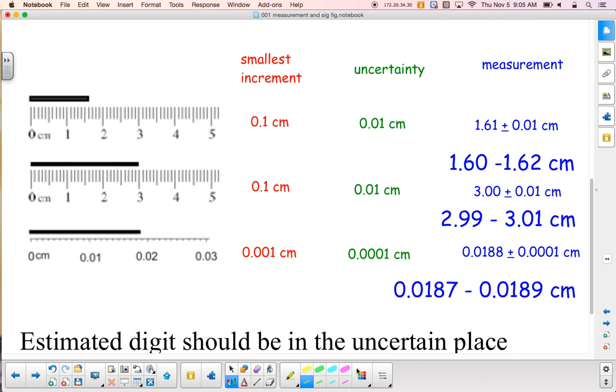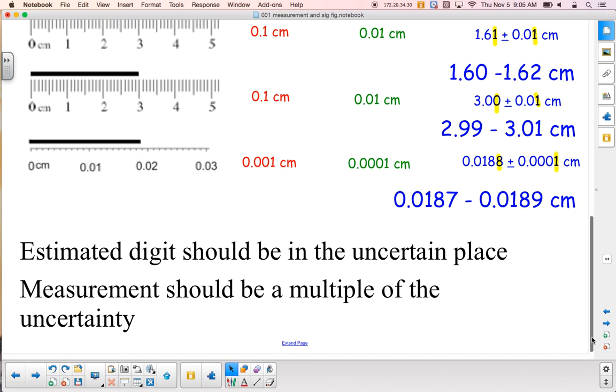It is important to make sure when you're done taking measurements that if your uncertainty is in the hundredths place, your measurement ends in the hundredths place. My uncertainty is in the hundredths place. My measurement ends in the hundredths place. Here my uncertainty is in the 4th decimal place, so my measurement has to go to 4 decimal places. So when you're done taking measurements, always look back at your measurements and your uncertainties and make sure that your measurement and your uncertainty end in the same decimal place.